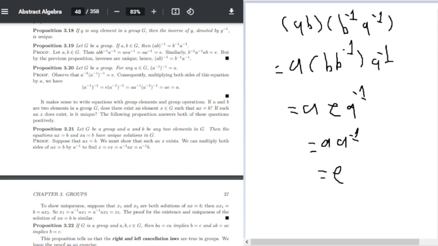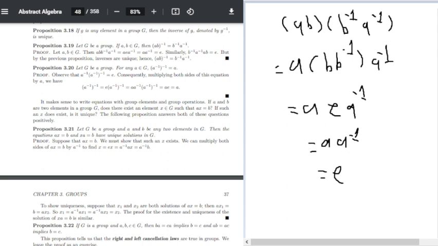Consequently, multiplying both sides of the equation by a, we have (a^-1)^-1 = e(a^-1)^-1 = a a^-1 (a^-1)^-1 = a e = a.